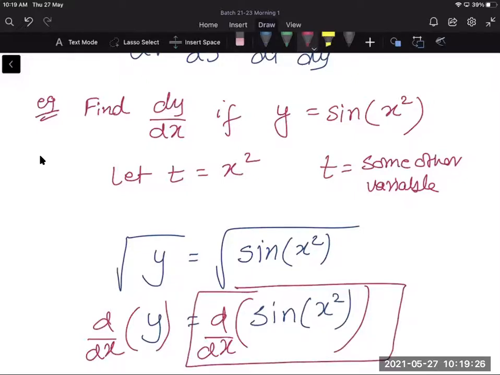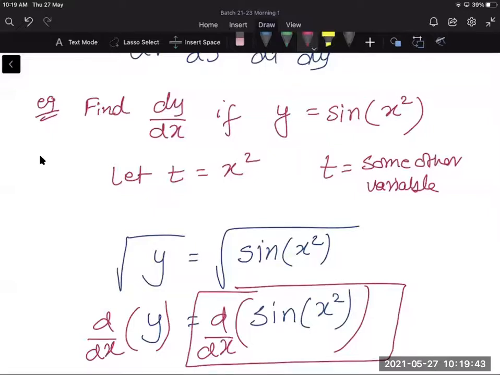I don't know what this is. d by dx of sine of x square. I don't know what this is. Now you may be thinking, "अरे ऐसा कैसे है? वो तो 2x हो जाएगा, वो तो cos x हो जाएगा." But ऐसा है नहीं, because it is the sine of x square.